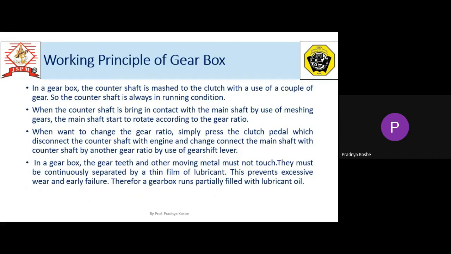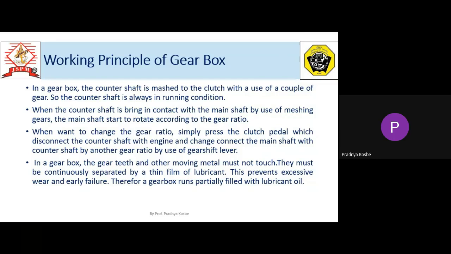Next, we'll see the working principle of a gearbox. In a gearbox, the counter shaft is meshed with the clutch shaft with the use of a couple of gears, so that the counter shaft is always in running condition. When the counter shaft is brought in contact with the main shaft by use of meshing gears, the main shaft starts to rotate according to the gear ratio.